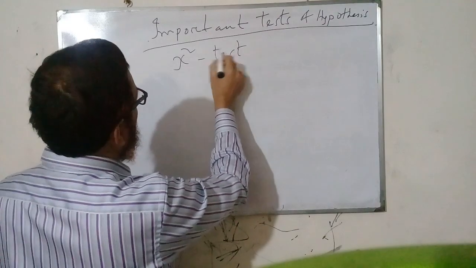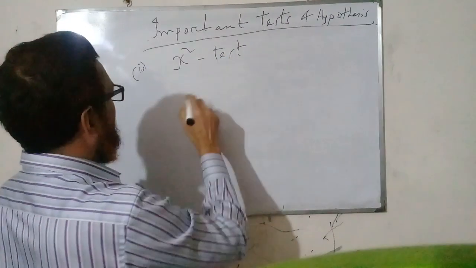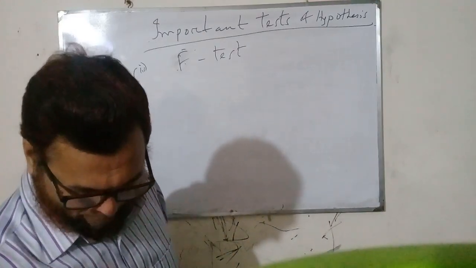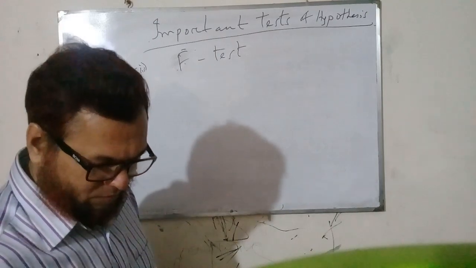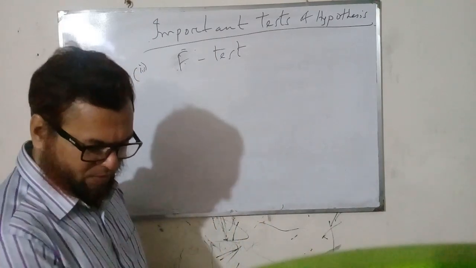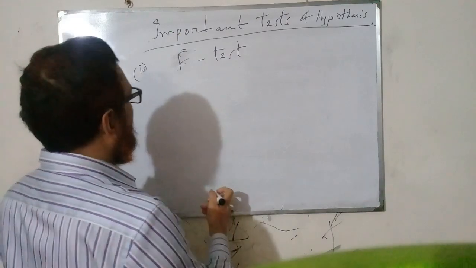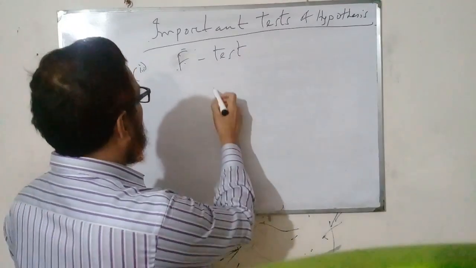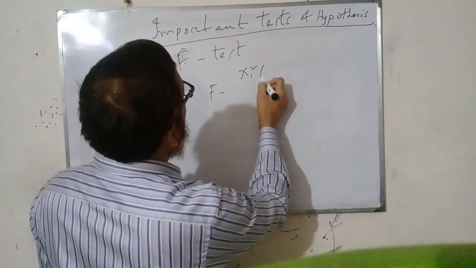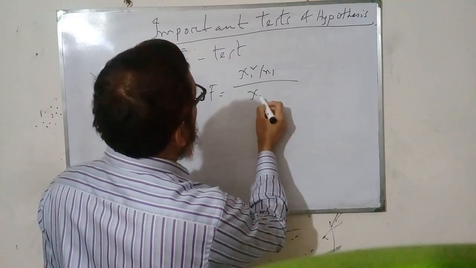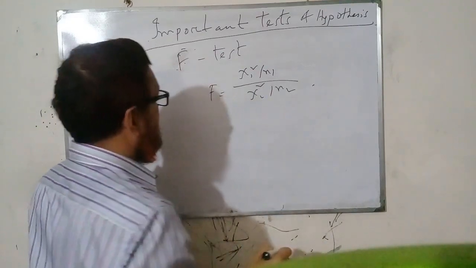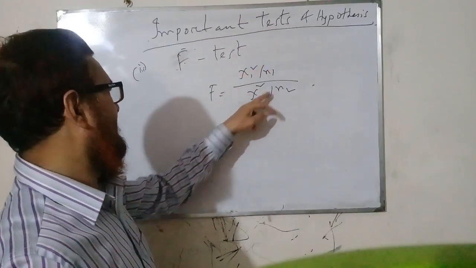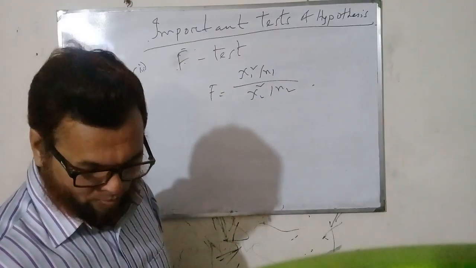Chi-square test. Number 3, F test. F is defined as the ratio of two independent chi-square variances divided by their respective degrees of freedom, that is, chi1 square with n1 and chi2 square with n2 degrees of freedom. This is the F test.